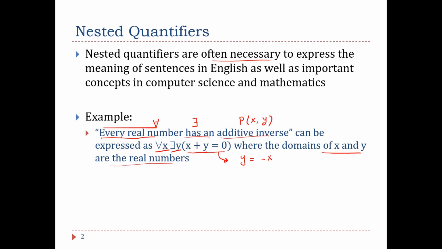The property here is a property that links x to y. It's a relation between x and y, or a predicate that applies on x and y, and it yields true in case x plus y is equal to 0.